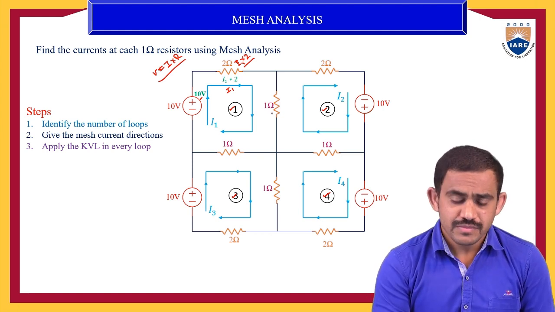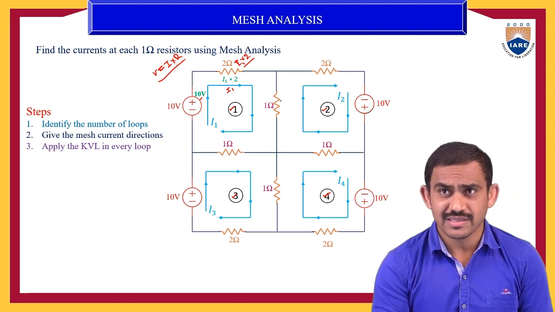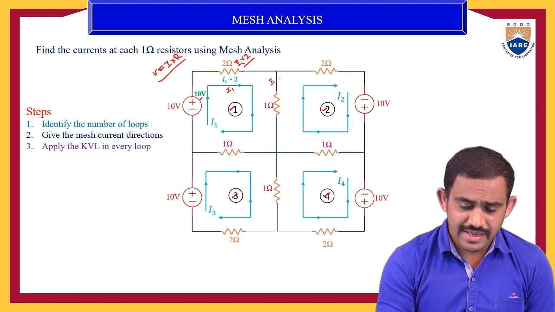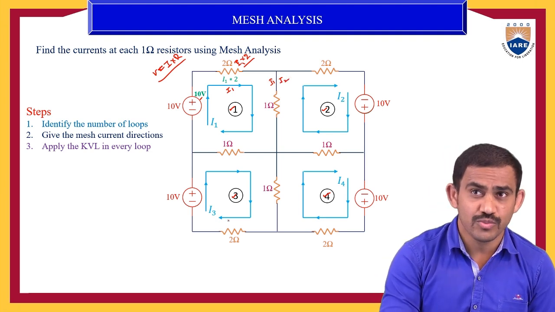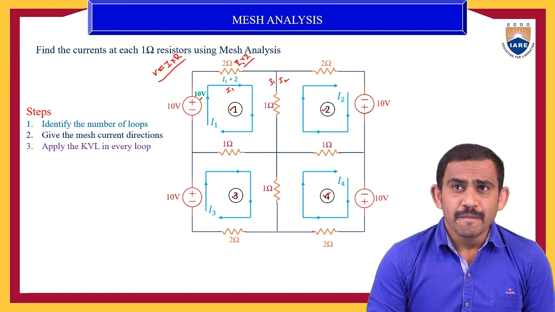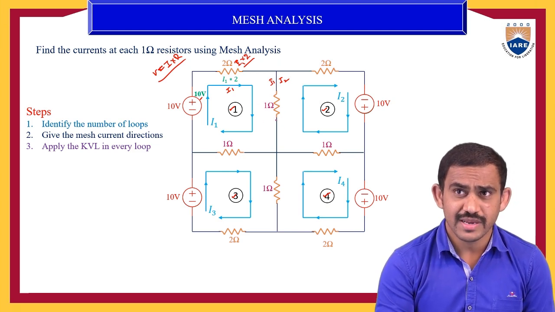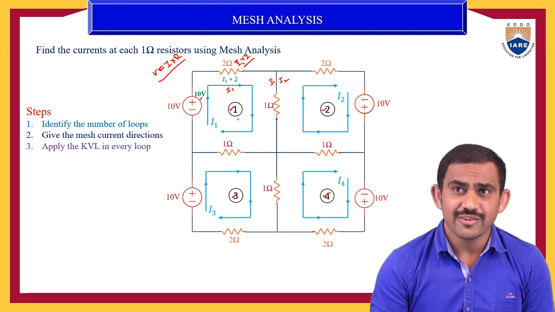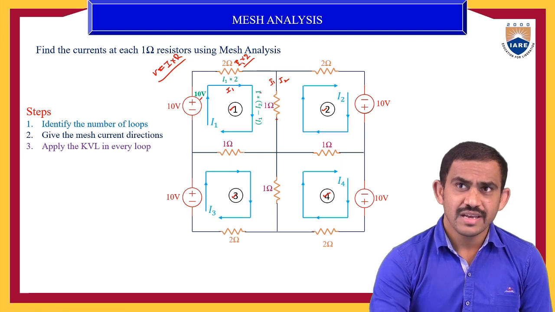And at 1 ohm, how many currents do we have? We have 2 currents: I1 in the down direction and I2 in the upward direction. But which current direction do I need to follow? I am following loop 1, so I need to follow the I1 current direction, which is downwards, while I2 is upward. Then the voltage drop at the 1 ohm resistor using loop 1 is I1 minus I2, into 1.